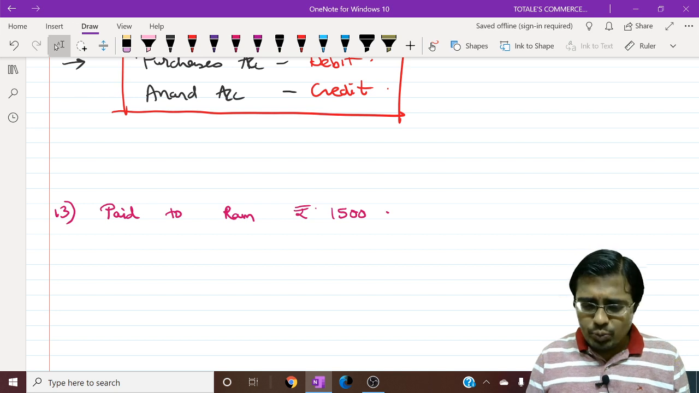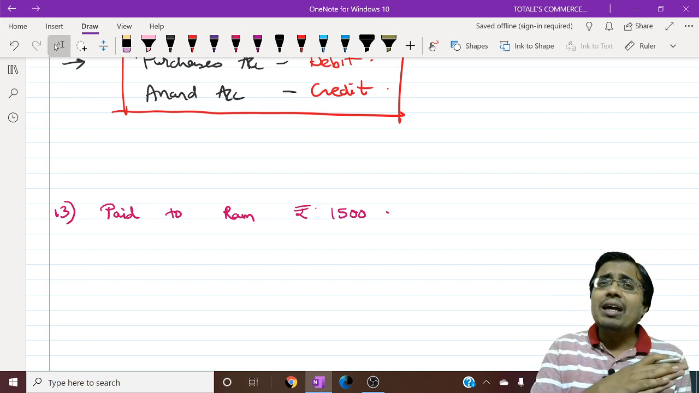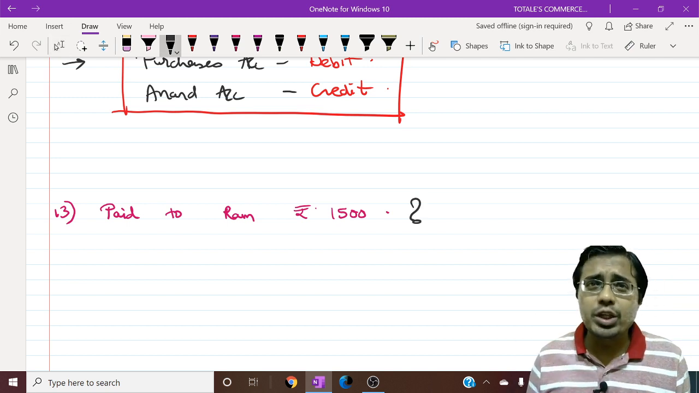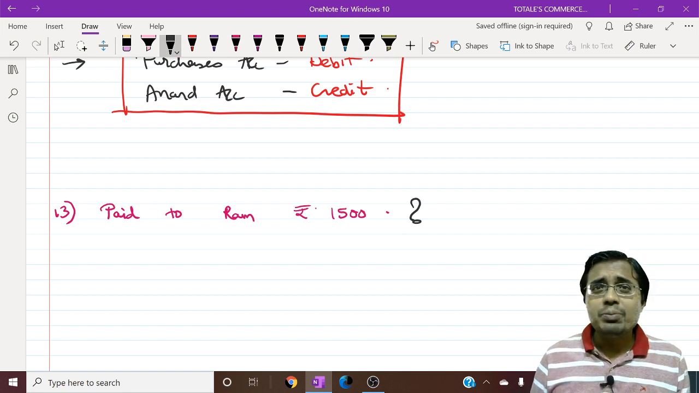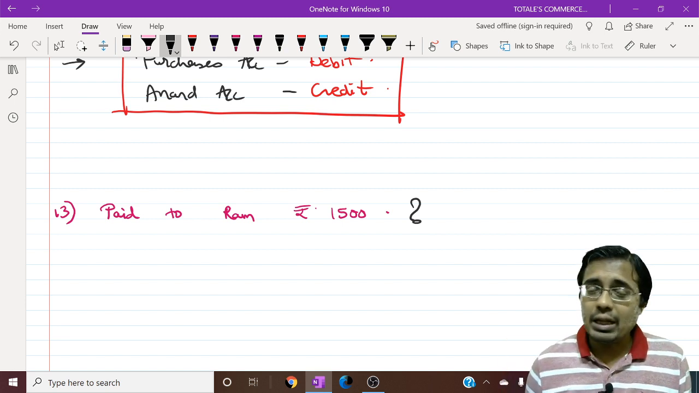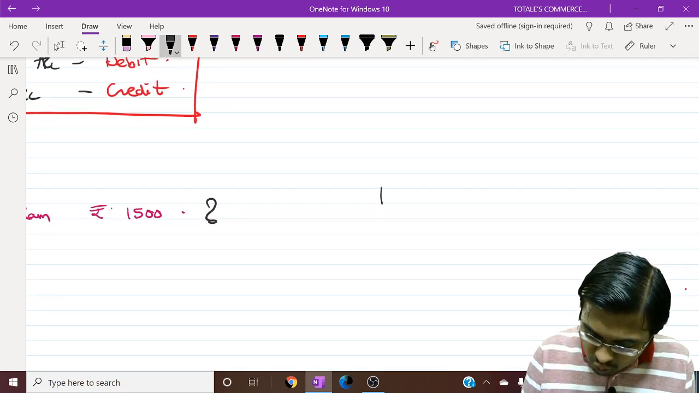Now paid to Ram rupees 1500, this is the next transaction. Now the big question arises is, why are we paying to Ram? Is the reason given? No sir, I don't see any reason over here. So are we paying Ram in any kind of a friendship? Obviously not. Business does not have emotions. Business does not value friendship. Business does everything for the pure purpose of earning profit. Right? So why is the business paying Mr. Ram? You need to think over it.